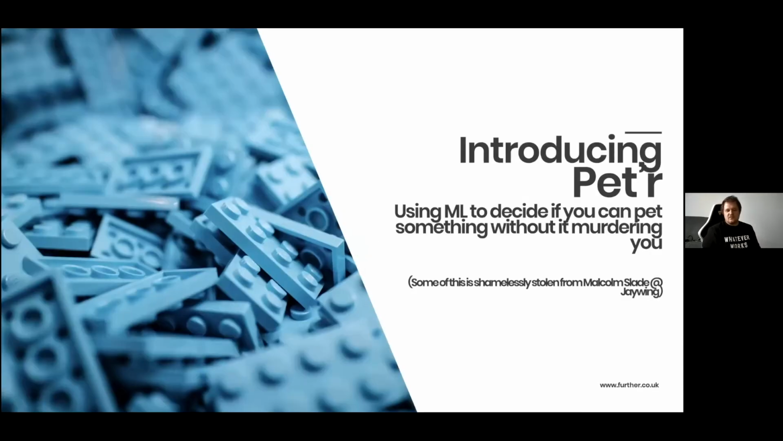So to talk through how you might use machine learning, we're going to talk about creating an app called Petter. The pitch for Petter is it's going to be an app that will use machine learning to decide if you can pet something without that thing turning around and murdering you. And just in case this does go out on the internet, as an acknowledgement, some of these slides I've shamelessly stolen from an old colleague of mine, Malcolm Slade at J-Wing. But I'm pretty sure he stole them from someone else, so circle of life.